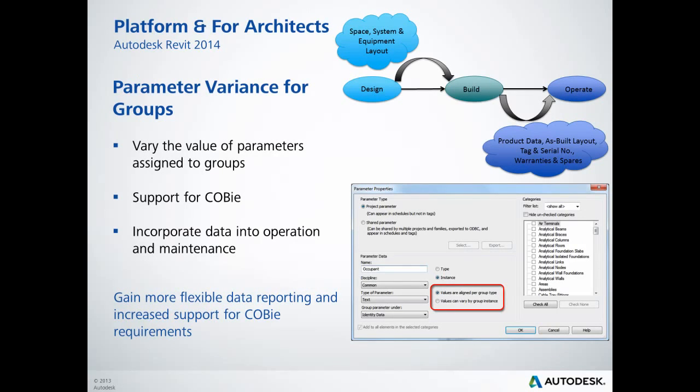When creating an instance project parameter for text, area, volume, currency, mass density, URL, material, and family type only, you now have the option to allow the value to vary for different group instances. The user can edit the parameter value for an element in a group instance without changing the value for the corresponding elements in other group instances. Bottom line, this feature gives you more flexibility with the data reporting and increased support for COBie requirements.